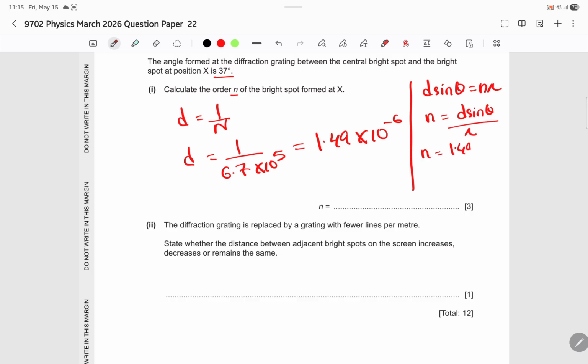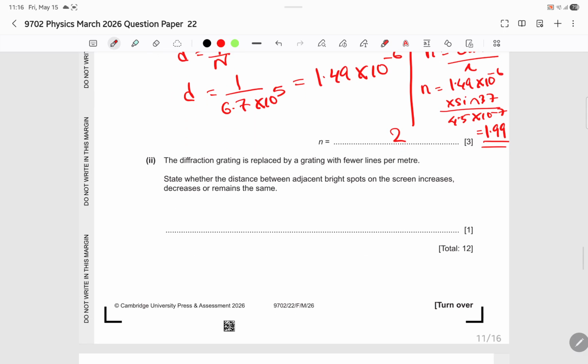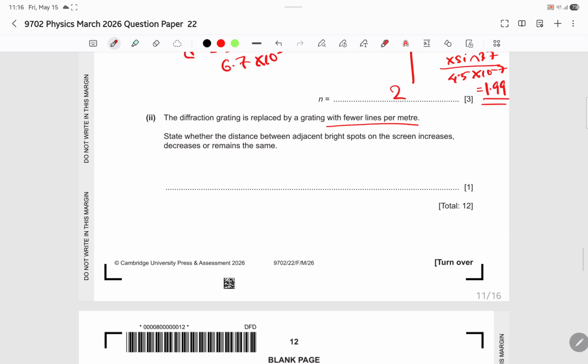If we calculate this, we get 1.99, which we have to round off because it's the order n. It cannot be a decimal, it has to be an integer, so it's 2. Next: the diffraction grating is replaced by a grating with fewer lines per meter. State whether the distance between adjacent bright spots on the screen increases, decreases, or remains the same.